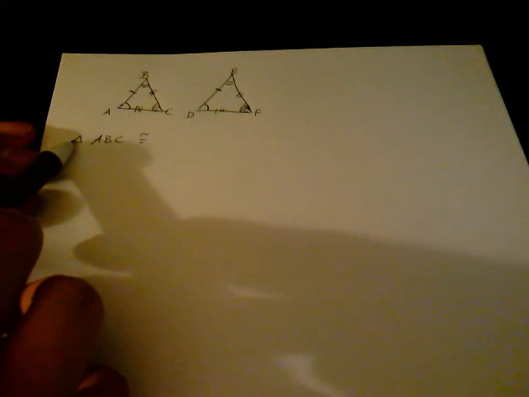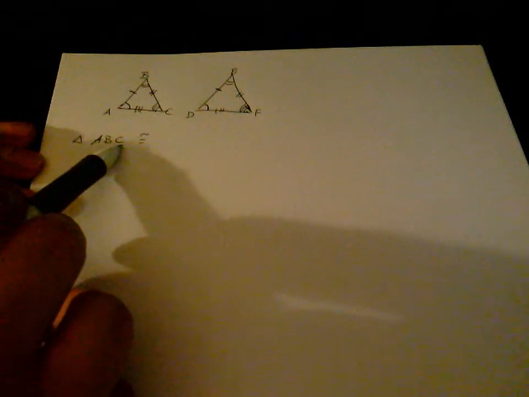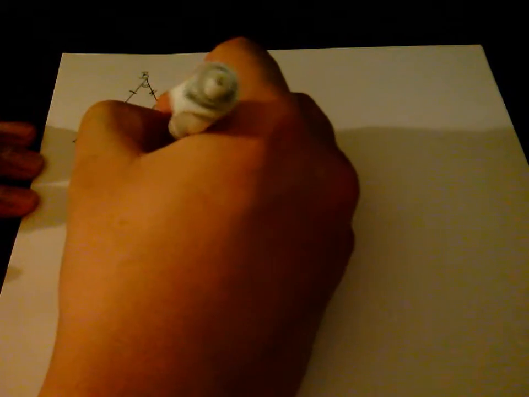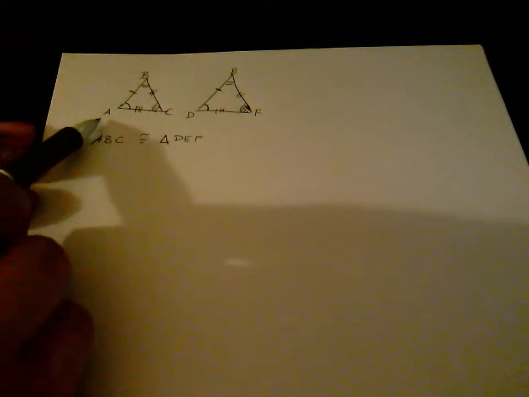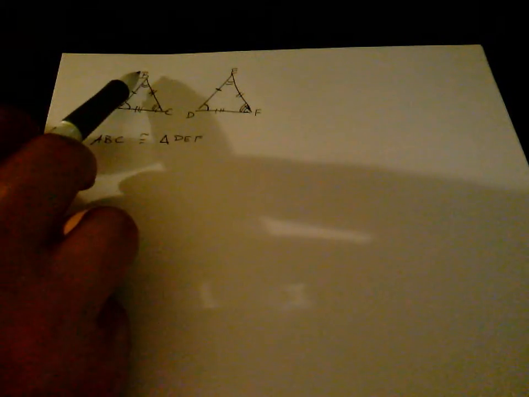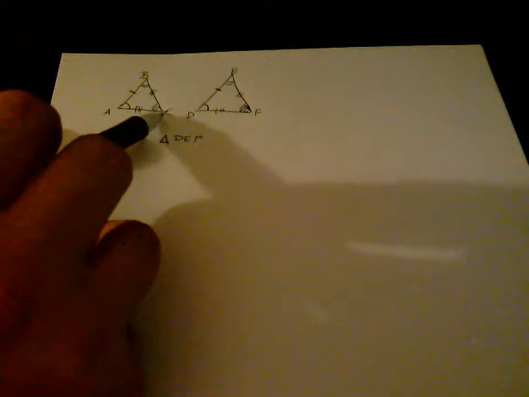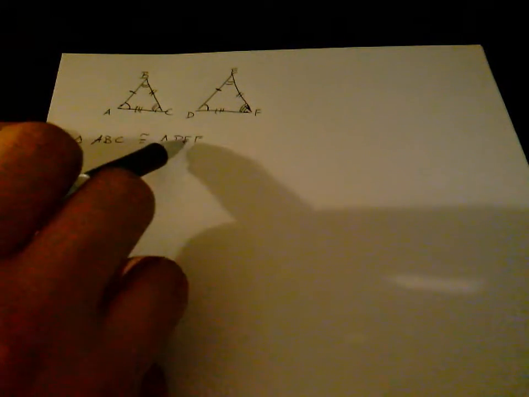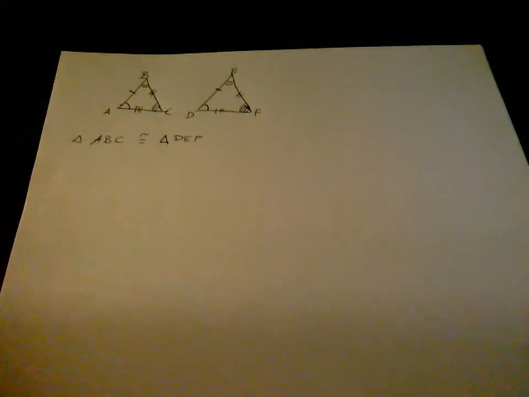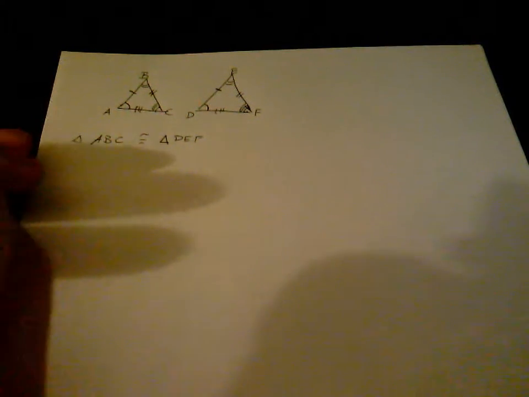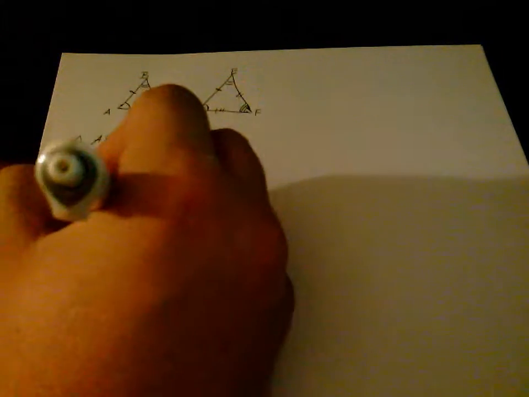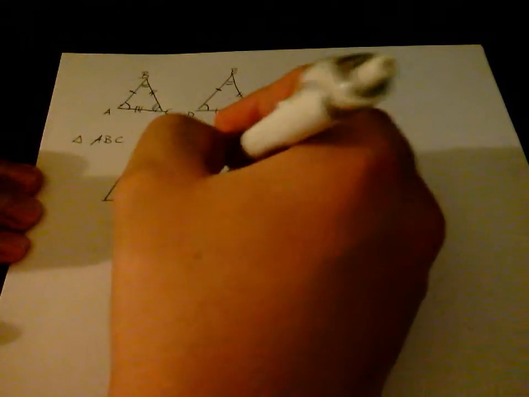So, triangle ABC. Okay, now notice how I'm going to do this. D, E, F. Notice how I have the angles A and D, B and E, C and F. They're in the same order here. It's because when we do triangles, we have to do that. So, in here, I'm going to draw one and see if you guys can figure this one out. Things match up with what they're supposed to match up with.